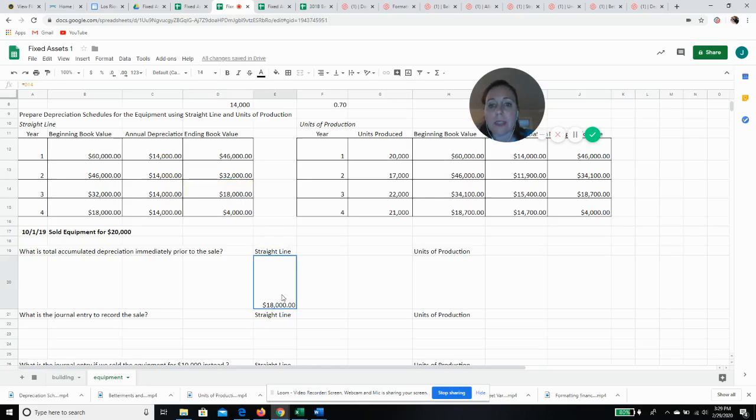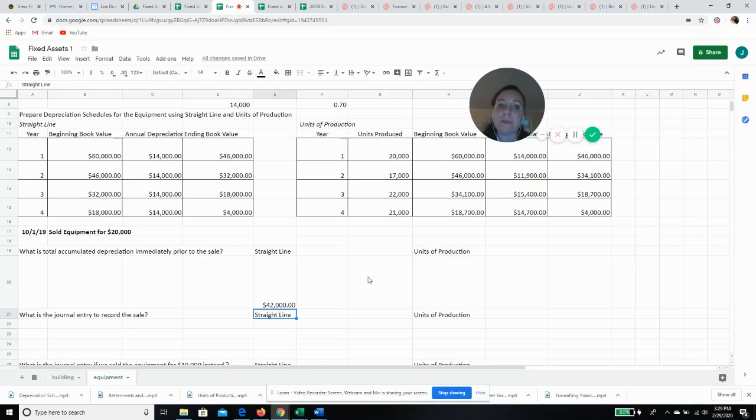Nope, that's wrong. That's the book value. Sorry about that. Let's start over. Our accumulated depreciation will be the sum of all of the depreciation we have booked so far. So that's going to be $14,000 in year 1, plus $14,000 in year 2, plus $14,000 in year 3. So our accumulated depreciation under straight line at the end of year 3 is $42,000.